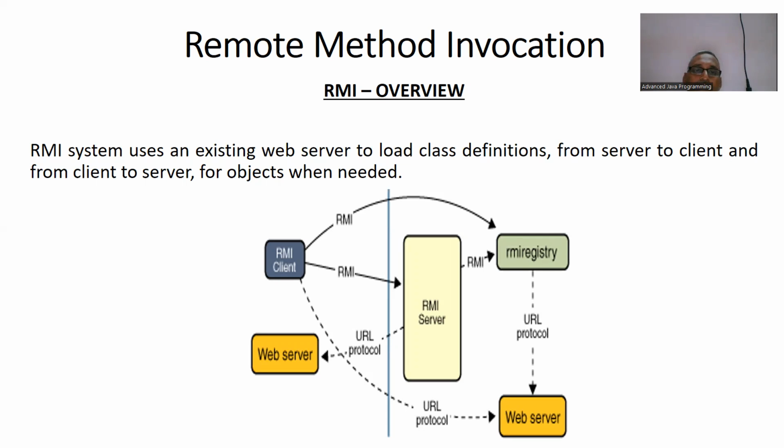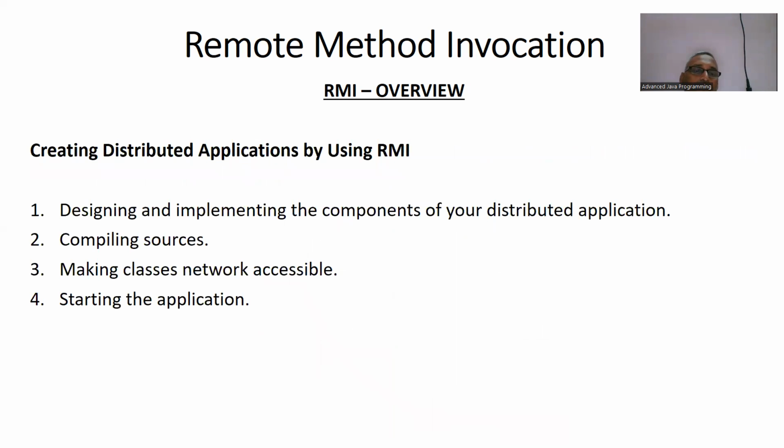Creating distributed applications by using RMI. Using RMI to develop distributed applications involves these general steps. First one, designing and implementing the components of our distributed application, compiling source, making classes network accessible, starting the applications. These are the steps.